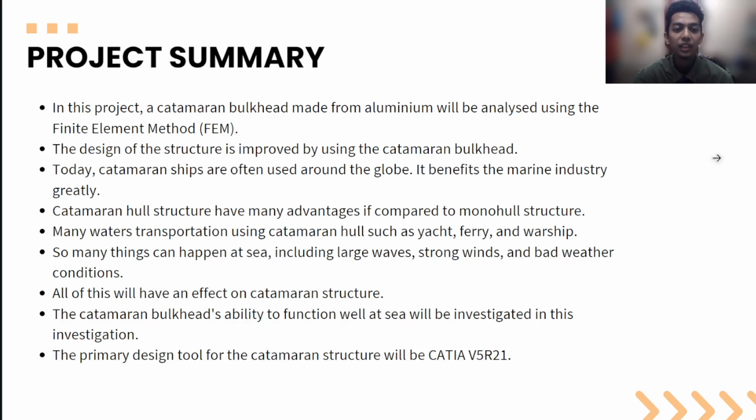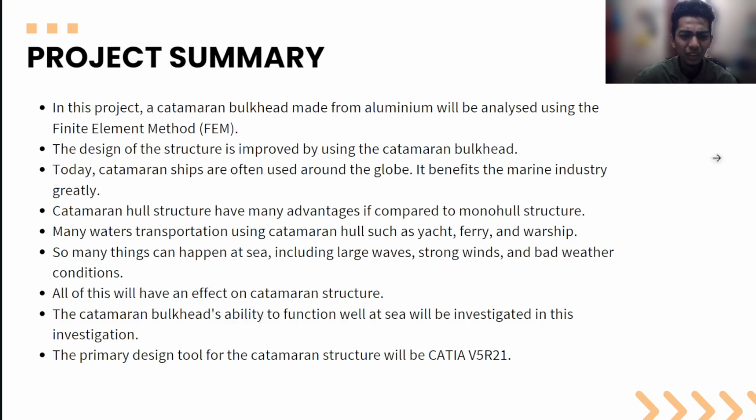In this project, a catamaran bulkhead made from aluminium will be analyzed using the finite element method. The design of the structure is improved by using the catamaran bulkhead. Today, catamaran ships are often used around the globe. It benefits the marine industry greatly. Catamaran hull structures have many advantages compared to monohull structures. Many water transportation vessels use catamaran hulls, such as yachts, ferries, and warships.